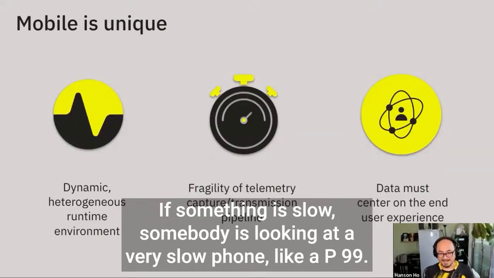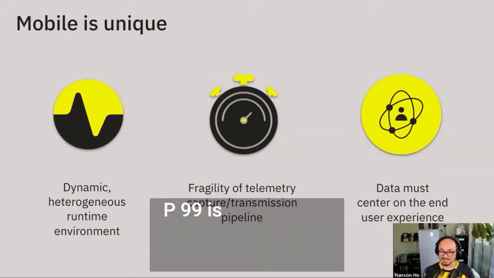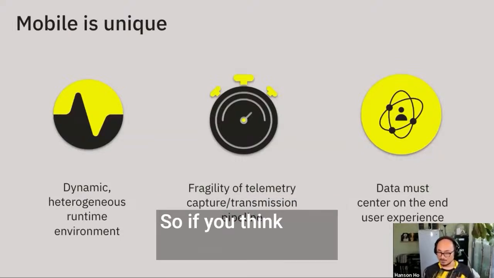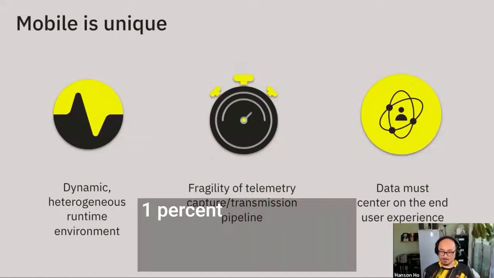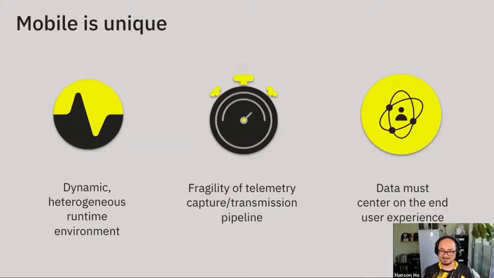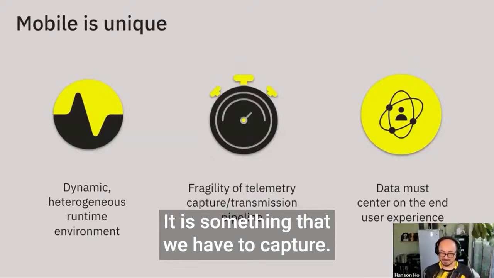You think of P99, what does that mean? Well, P99 is 1% of all measurements are that slow or slower. So if you think that's an outlier, well, 1% of interactions being that slow means it is more than an outlier. It is something that we have to capture.